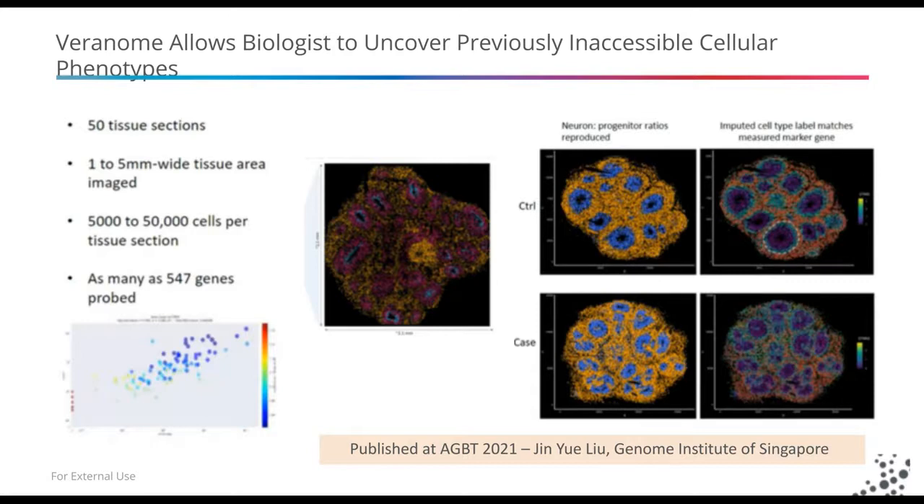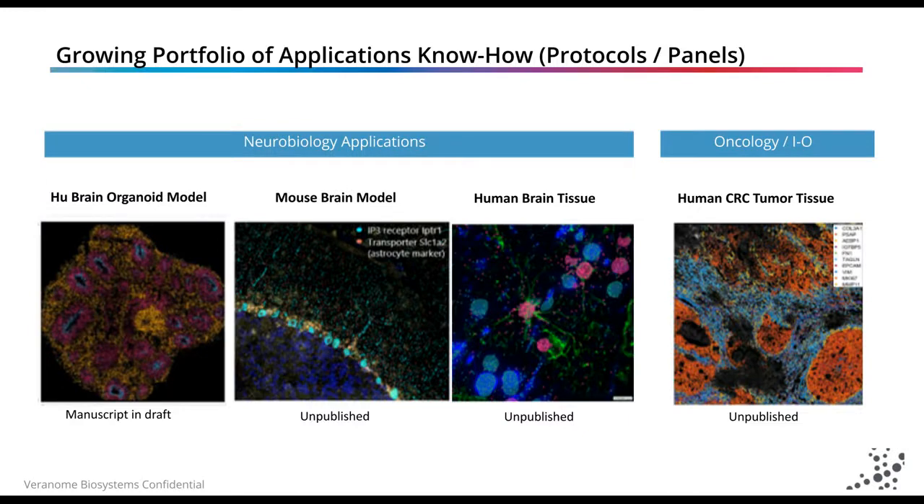This was a very exciting talk that demonstrated the true biological utility of the Varenome platform. Additionally, through our collaborators, we've got a number of different experiments building off of some of the initial technical development, not just with the human brain organoid, but also with a considerable amount of mouse neural models as well as human brain tissues.